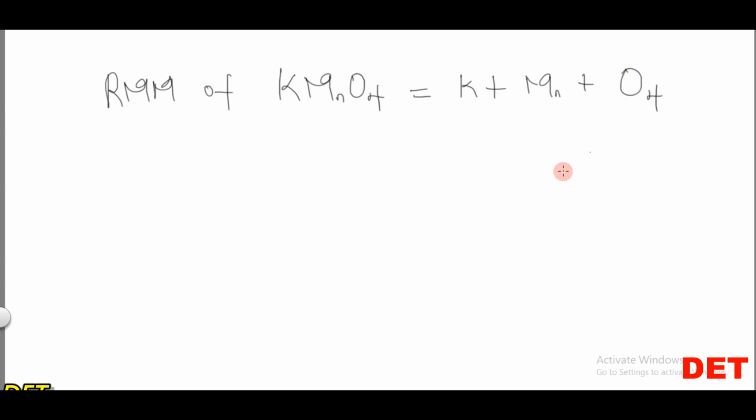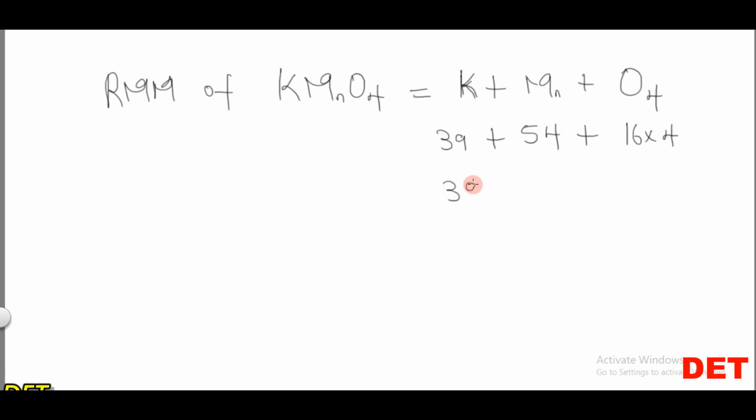So the relative molecular mass of potassium tetraoxomanganate 7 is equal to the summation of the relative atomic masses of all the atoms, of all the elements. So this is K plus manganese plus 4 atoms of oxygen. The relative atomic mass of potassium is 39, plus the relative atomic mass of manganese, which is 54, plus the relative atomic mass of oxygen, which is 16, times 4 atoms of oxygen that I have here.